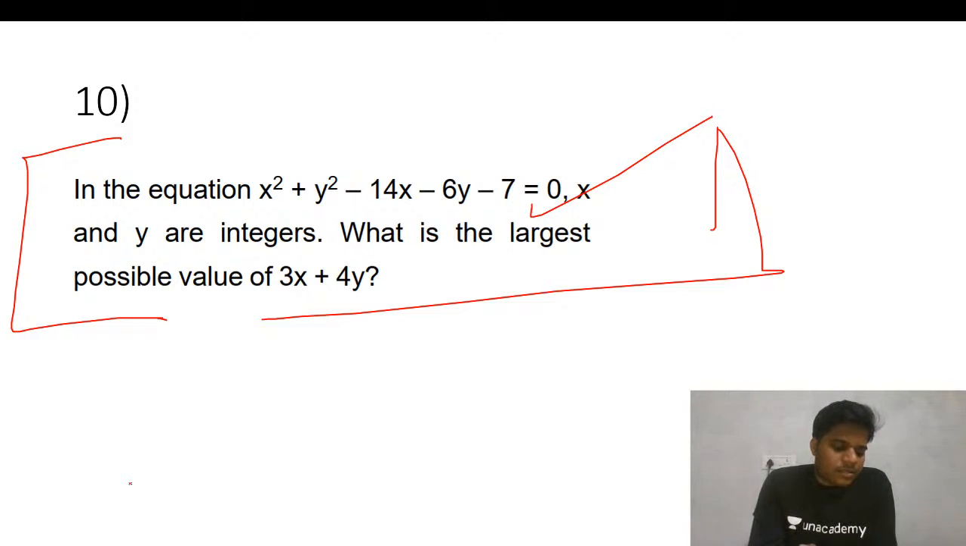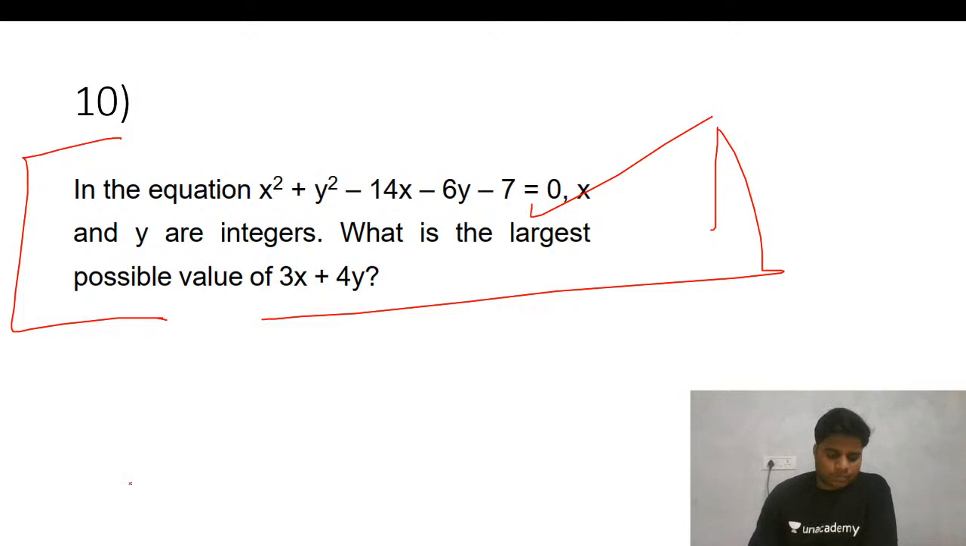Anyone got the answer, guys? Anyone has the answer for this one? In the equation x square plus y square minus 14x minus 6y. I hope you are all aware of this concept. You have to try to make a perfect square, and you'll get it equal to 0. You'll get the values of x and y that you need to put there. You'll get your answer. 73. Okay.